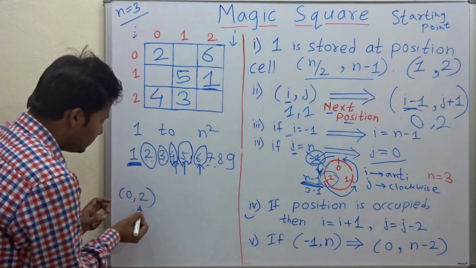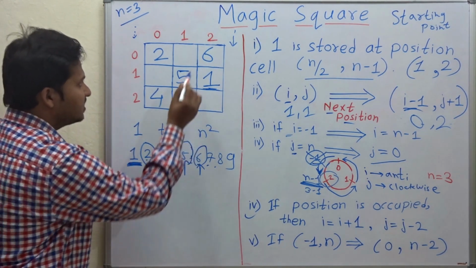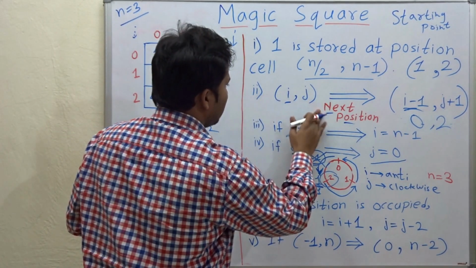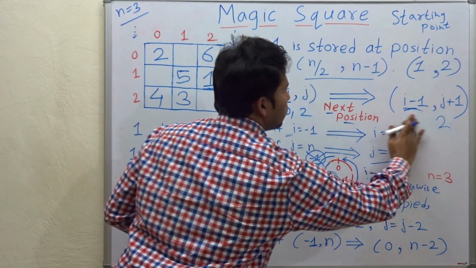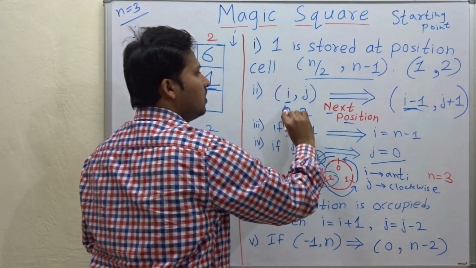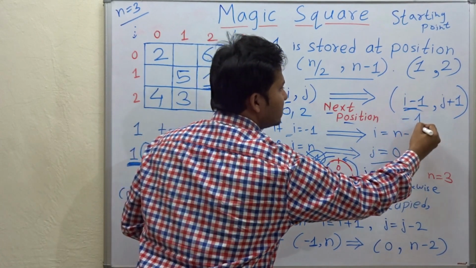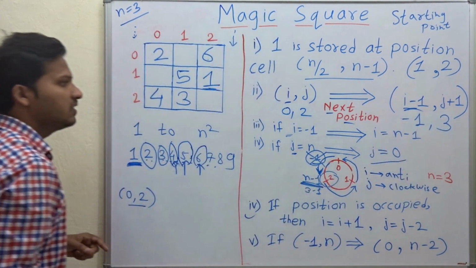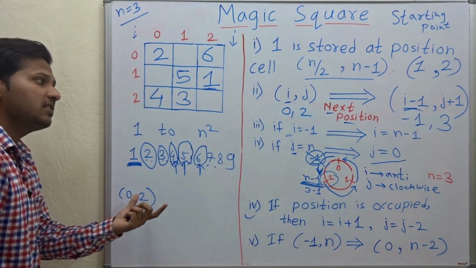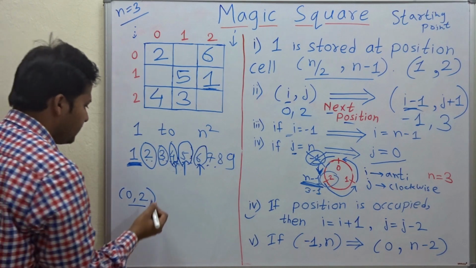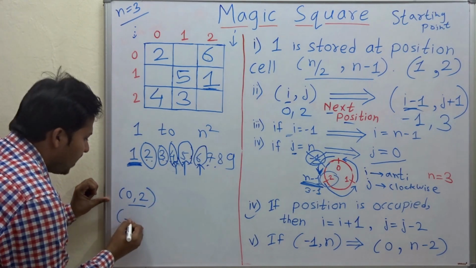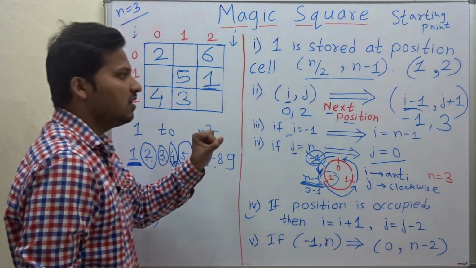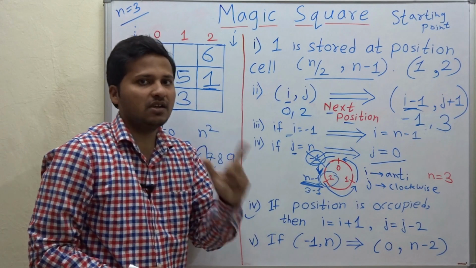Okay, now let me just make space here. So the current position is 0, 2, 6 is placed at 0, 2 position, and we are going to find out the next position. See, 0, 2. So what will be the next position? 0, i minus 1 is minus 1, comma, j plus 1 is 3, minus 1, 3. Now this is a special case. See, the next position is minus 1 comma 3. Okay, so this is a special case now. So what is that special case?